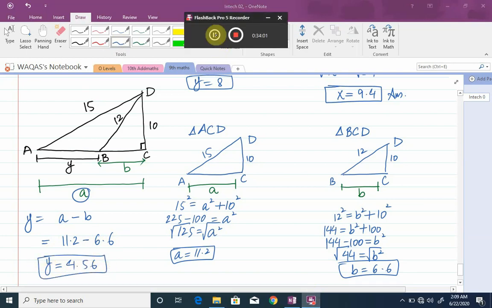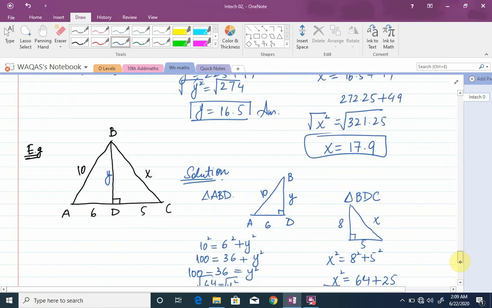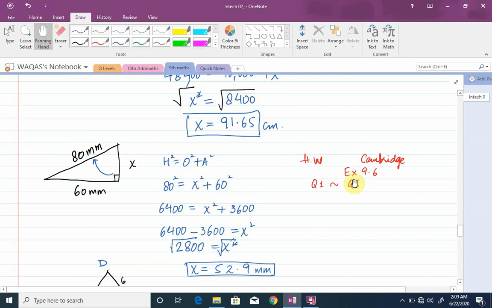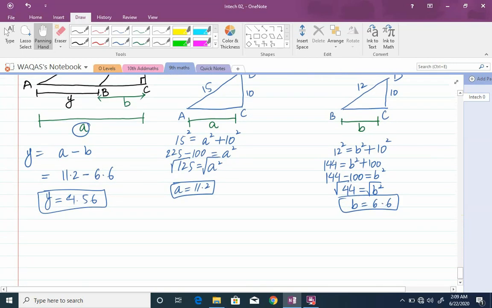So that is enough for today's class, and I had already given you homework. You need to attempt 6 questions from the book Cambridge 1, exercise 9.6, question number 1 till question number 6. In next class, we will continue with the topic Pythagoras with some advanced questions with more complicated concepts. I hope that all of you will do your homework by yourself. If there is some confusion, there is a mistake, feel free to ask your queries to me so that you won't make it in your paper.